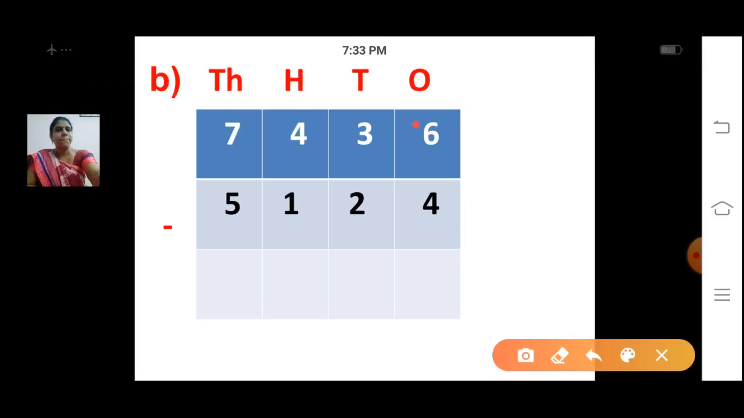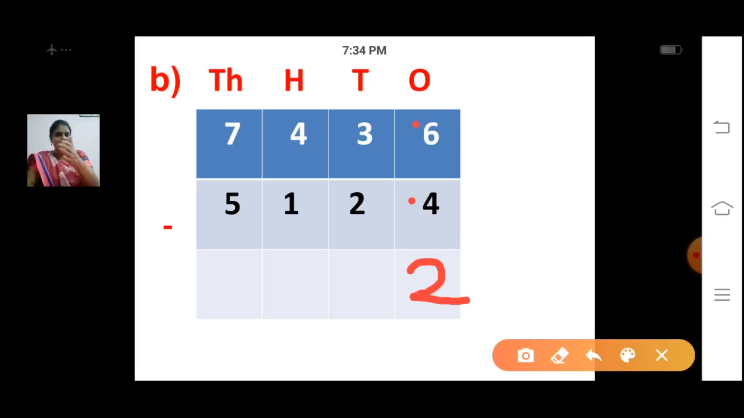6 ones minus 4 ones. What digits are we having? We are having the two numbers 6 and 4. So we are going to subtract 6 ones minus 4 ones. Start from number 4. Count forward till you reach 6. After 4, 5, 6. So 2. 6 ones minus 4 ones is 2 ones. 6 minus 4 is 2.